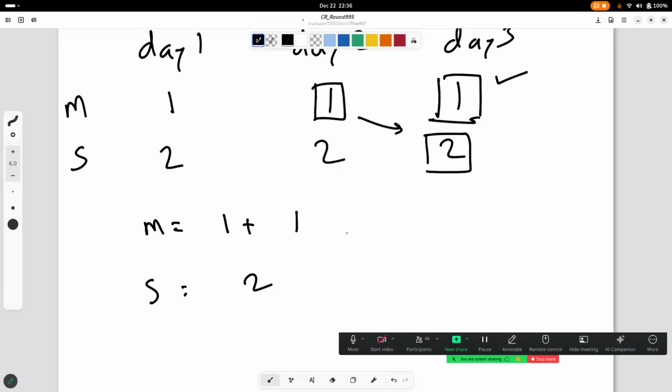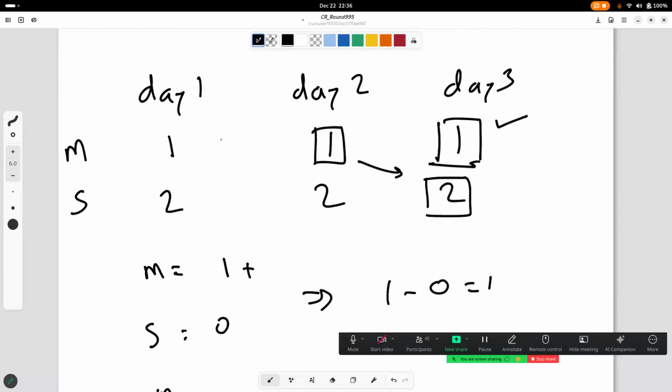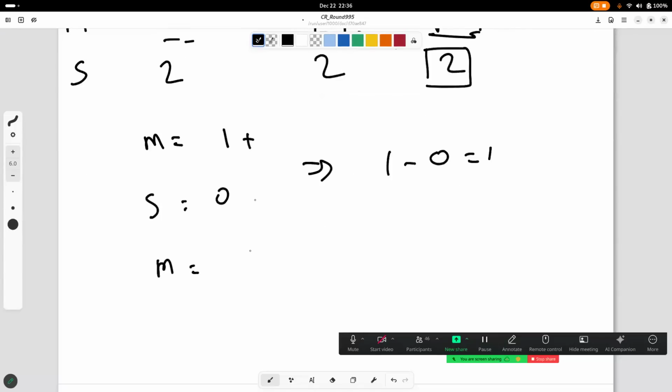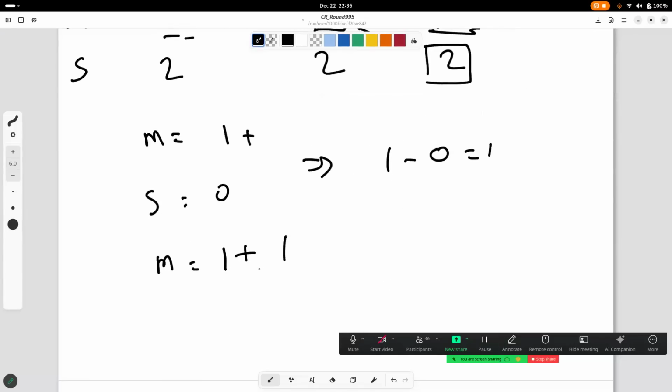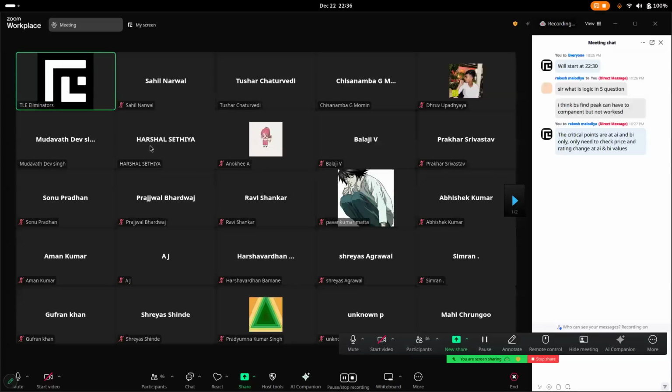If Monocarp just solves the last problem, that would lead to 1 minus 0, that is an answer of 1. If Monocarp solved any of these two problems, what we would get is the last problem plus one of these problems and one problem over here.